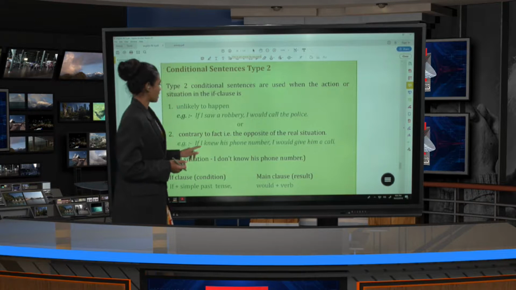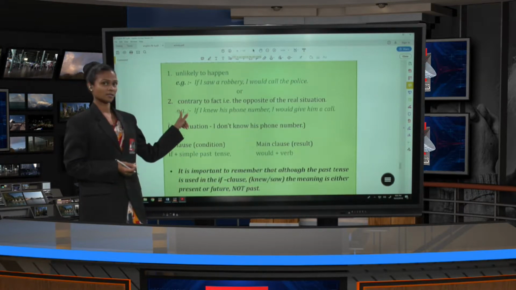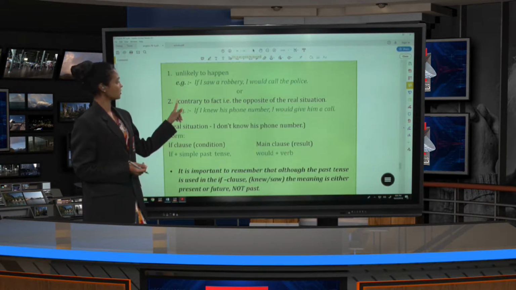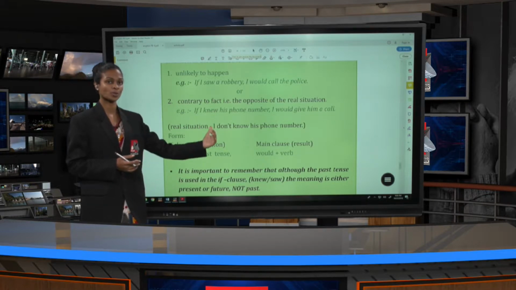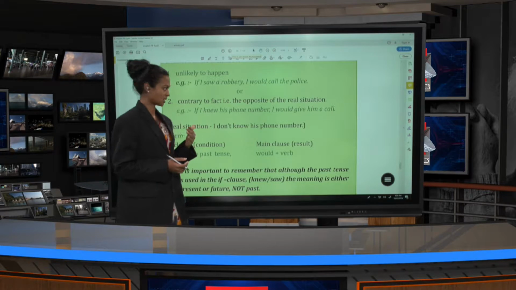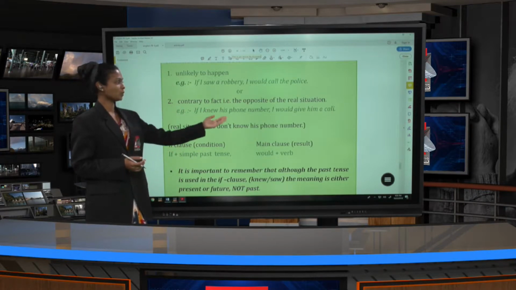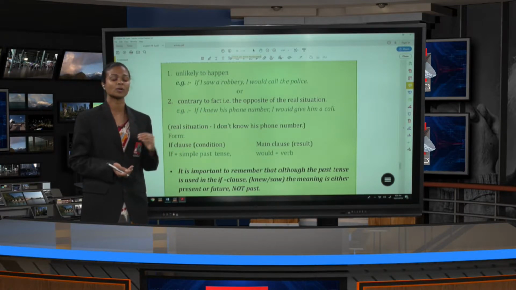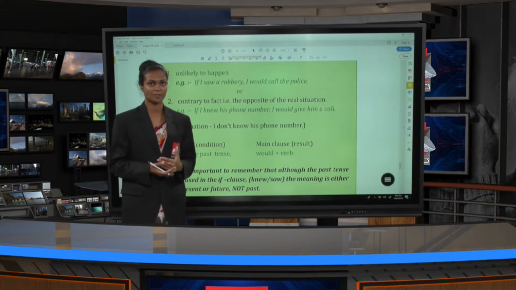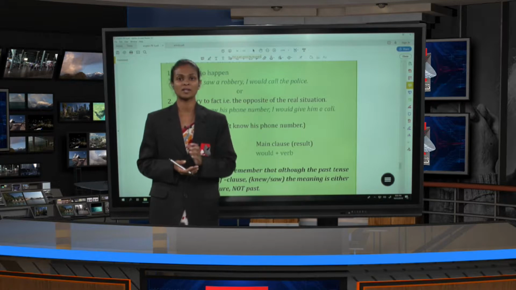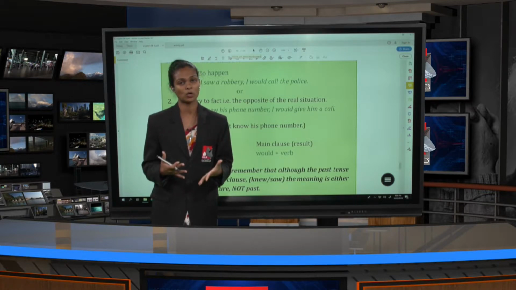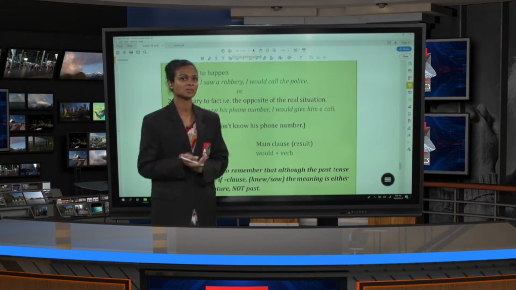Right? Or contrary to fact. The opposite of the real situation. ඇත්තම තත්ත්වයෙන් opposite එක. Like this. If I knew his phone number, මම ඔහුගේ phone number එක දැන සිටියා නම් I would give him a call. මම ඔහුට call එකක් දෙනවා. Actually I didn't know his phone number. Right?